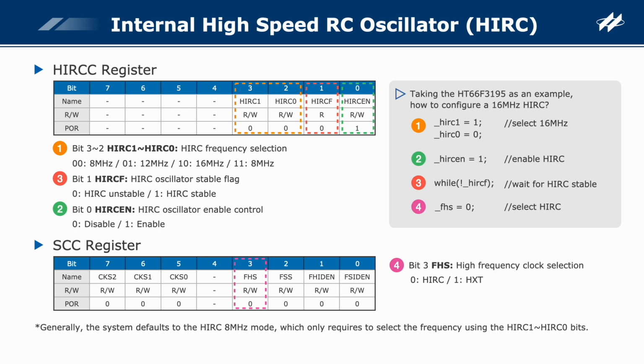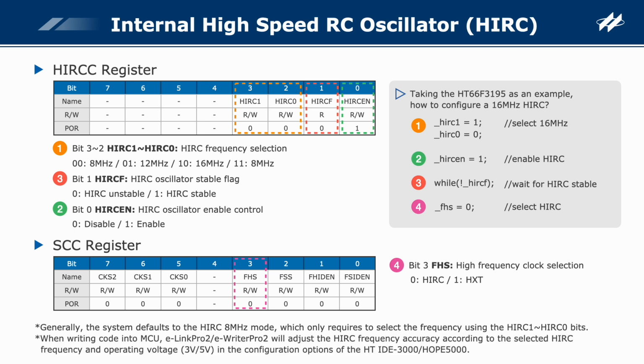Generally, the system defaults to use the internal high-speed RC oscillator with a frequency of 8 MHz, which only requires to select the frequency using the HIRC1 to HIRC0 bits. Note that when writing code into the MCU, the development tool will adjust the frequency accuracy of the internal high-speed RC oscillator according to the selected frequency and operating voltage in the configuration options of the development platform.